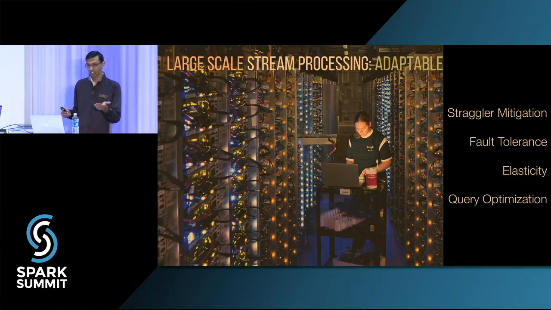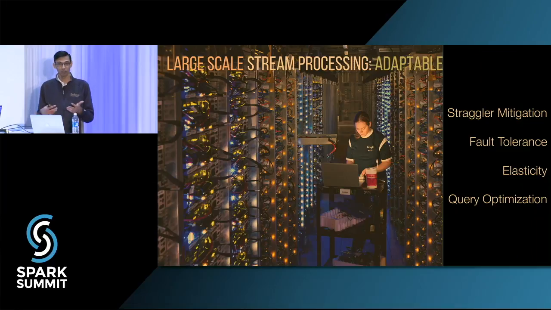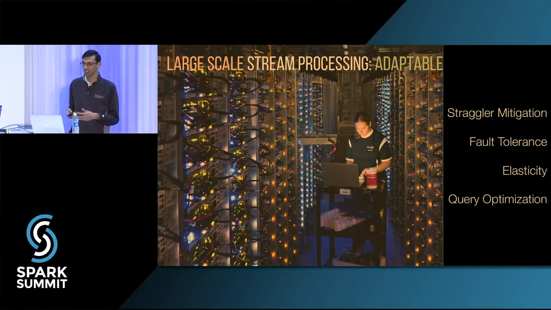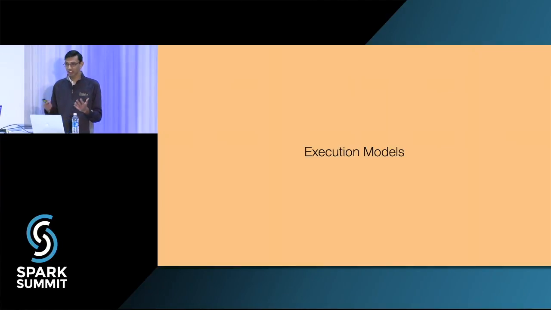And finally, earlier on in the keynotes today, Michael talked a little bit about query optimization, and specifically how in Spark we have this SQL engine that works and improves performance. And this is also a case of adaptability, where over time you want your query processing engine to adapt to the kind of queries and data that you see. So given that these are our goals, how do we go about achieving them?